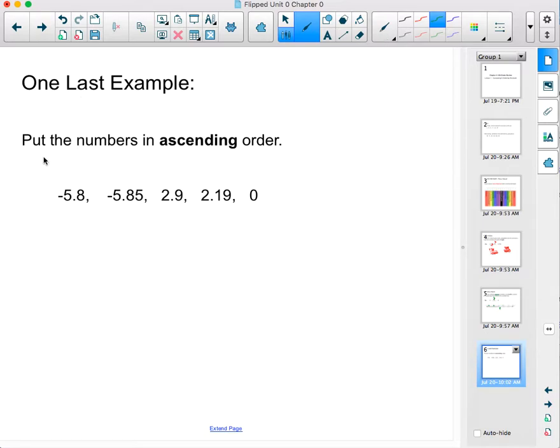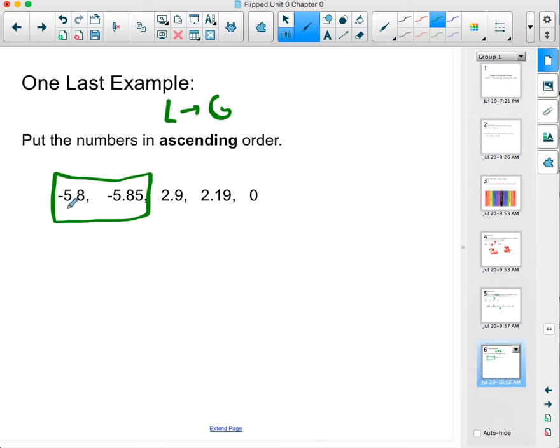We have a list of 5 numbers, and they're asking us to put them in ascending order. Remember, ascending means least to greatest. So when we put them in ascending order, we want to make sure that the smallest numbers come first and the highest numbers are at the end of the list. So when I have a list like this and I've got some negatives and some positives, I really want to focus on the negatives first. I know my negatives are going to be the smallest numbers. Okay, so I'm just going to kind of put a box around those two numbers. We'll focus on them first.